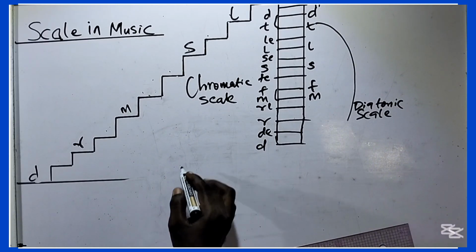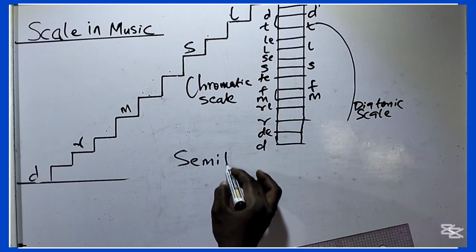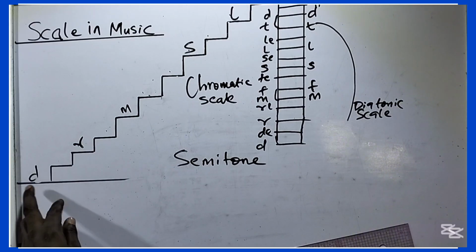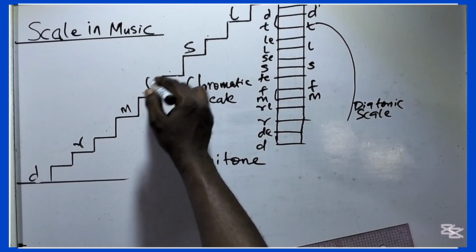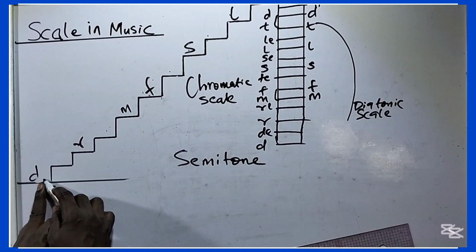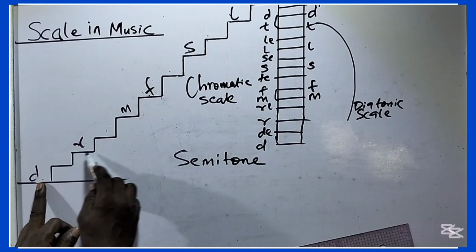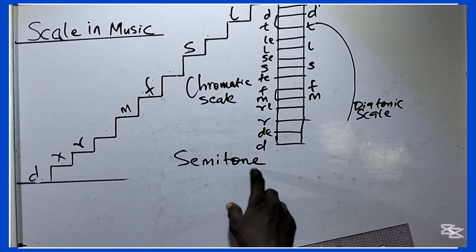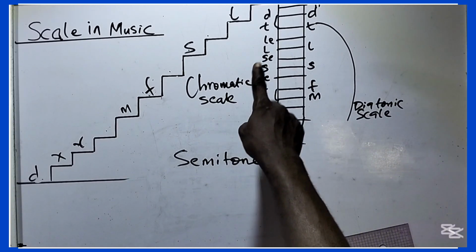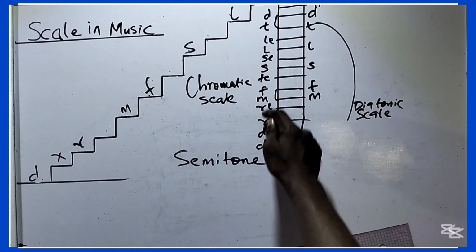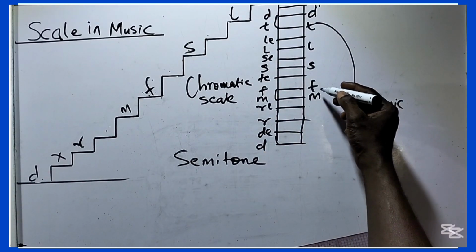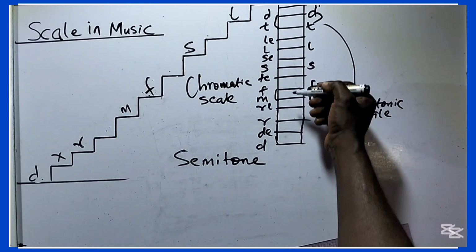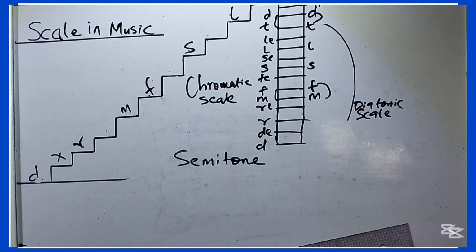Then this is called semitone. If somebody asks you about semitone, it is half of a tone. If this is diatonic scale, do to re is a tone, and half of that is a semitone. Do you understand? That is what we call semitone. Like I told you, in chromatic scale you have semitone throughout, and in diatonic scale semitone is only where mi and fa is a half step, and ti and do is a half step.